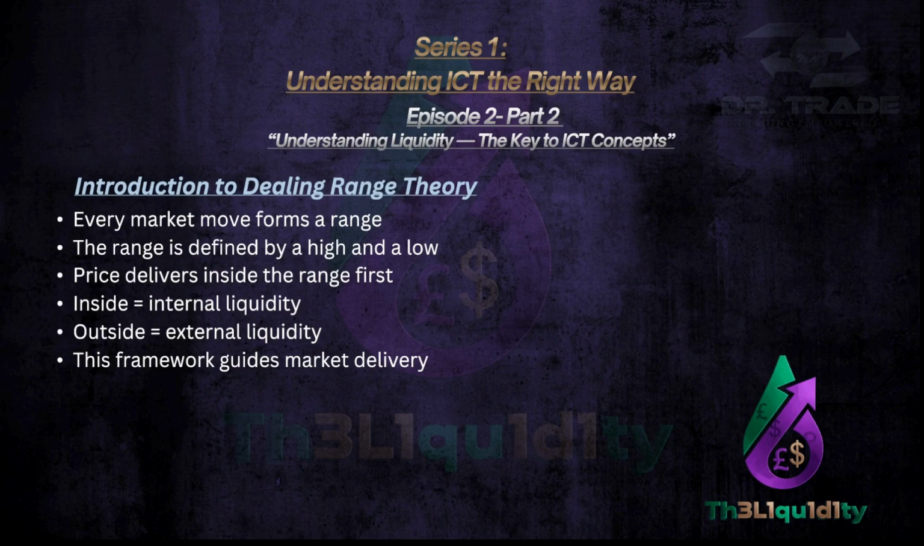Now, inside that range, you would find typically two things. Number one, internal range liquidity in the forms of highs and lows, or minor highs and lows, which lie inside the dealing range, as well as internal range inefficiencies, which in simple terms is just your fair value gaps. So price would seek to consume internal range liquidity or rebalance internal range inefficiencies, which is fair value gaps, before heading towards the external range liquidity, which is simply liquidity lying outside of the dealing range.